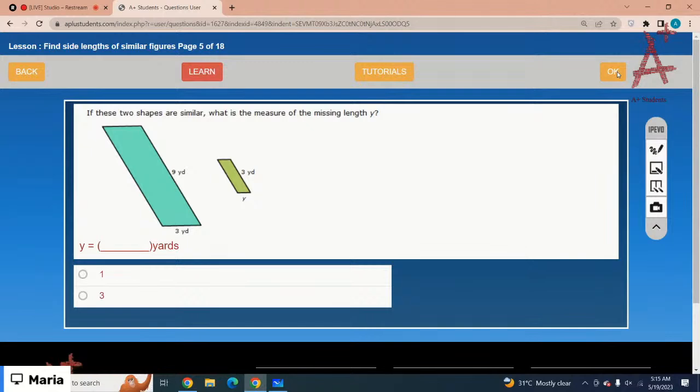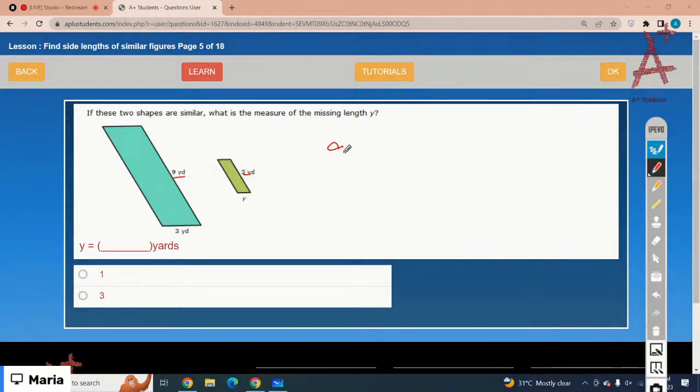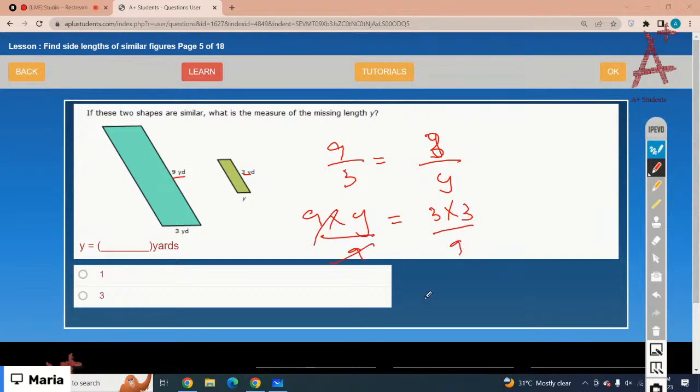Okay, if these two shapes are similar, what is the measure of the missing length y? Just form a proportion between the similar sides, 9 divided by 3 and 3 divided by y. Just do cross multiplication. 9 times y equals 3 times 3. Divide both sides by 9. So y equals 9 over 9, and that equals 1. The correct option is 1.